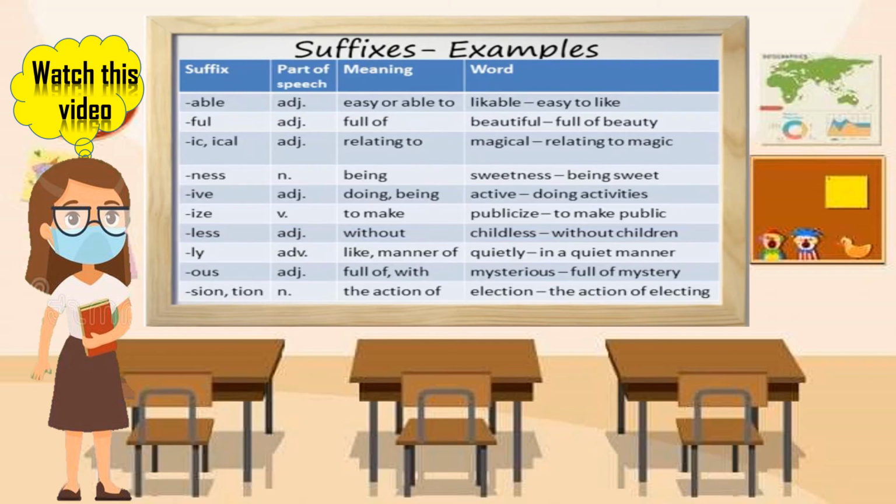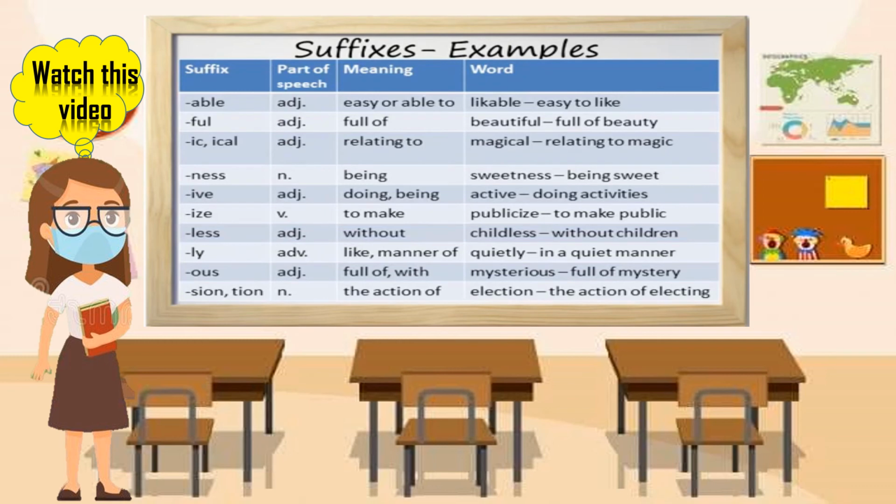The suffixes ic and ical are also suffixes that form adjectives. The meaning of this suffix is relating to, and an example of a word using this suffix is magical, which means relating to magic. The suffix ness forms a noun and has the meaning of being. So, for example, the word sweetness means being sweet. The suffix ive forms an adjective, and it has the meaning doing or being. So, for example, the word active means doing activities.